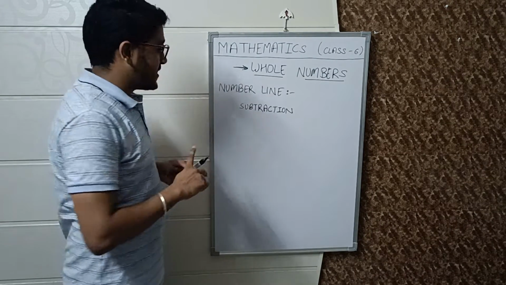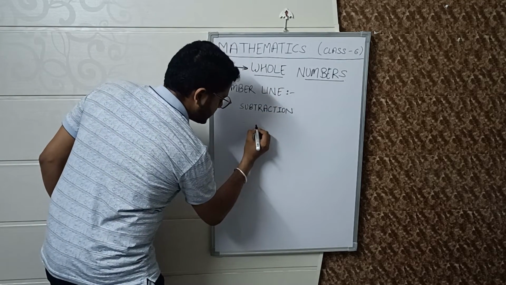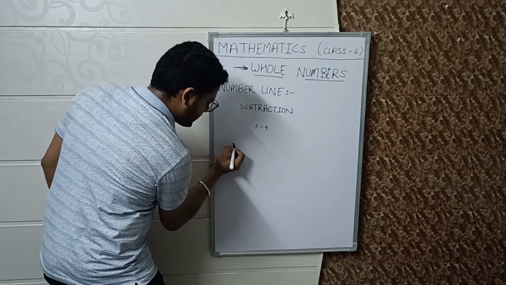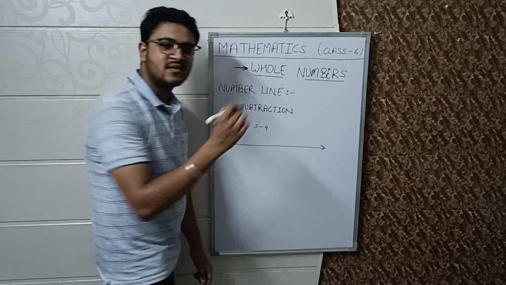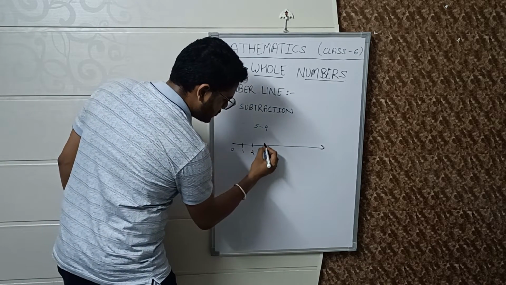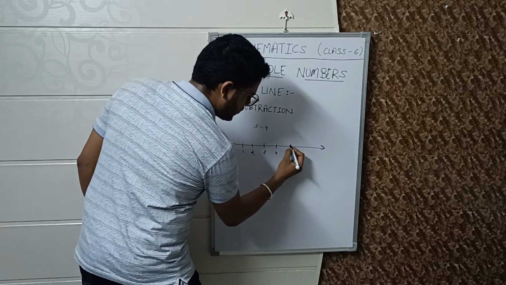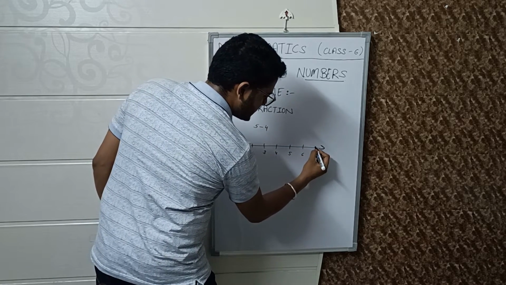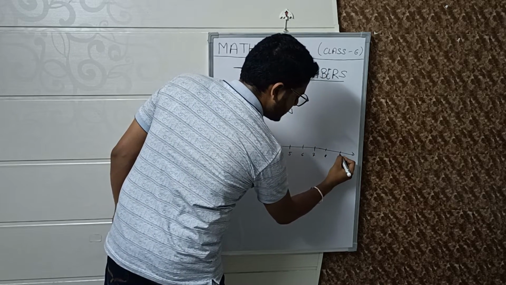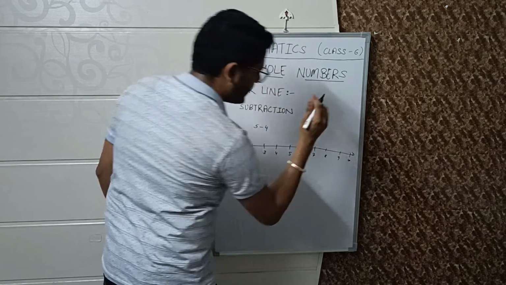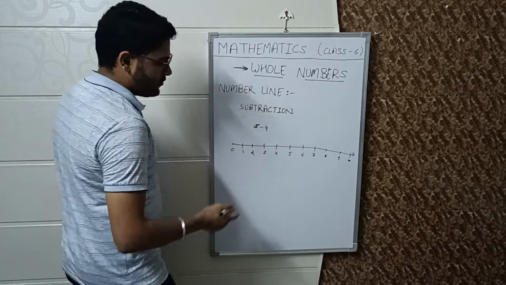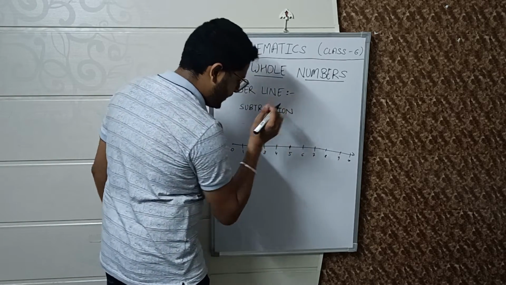So let's talk about subtraction now. We want to do 5 minus 4. Okay. Again, first what we will do is we will draw a number line, right? 0, 1, 2, 3, 4, 5, 6, 7, 8, 9, 10, right? So first number is 5. We will mark a dot at 5, right?